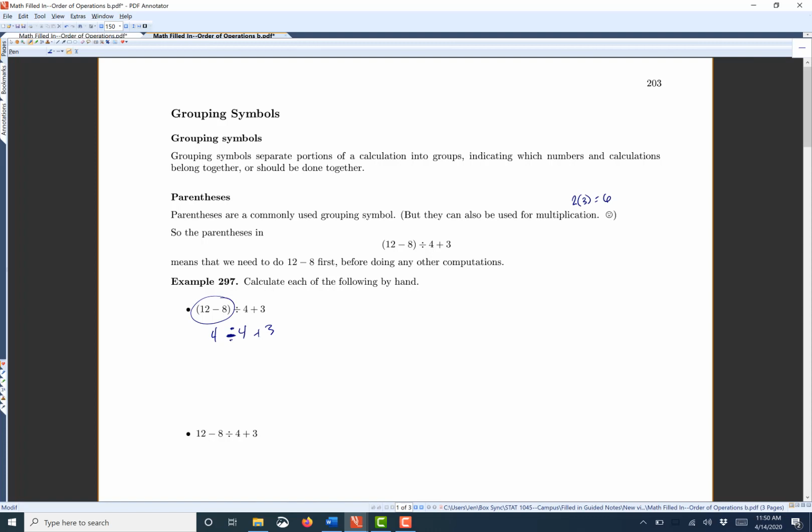Now you have to do divide before addition. So 4 divided by 4 is 1, plus 3 gives me 4. So I made it to 4.